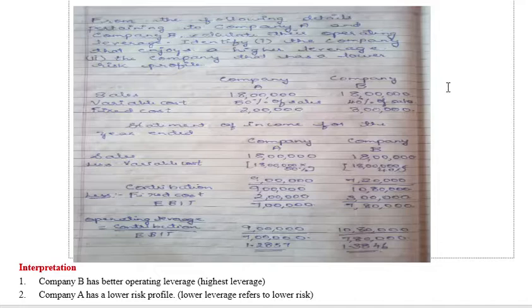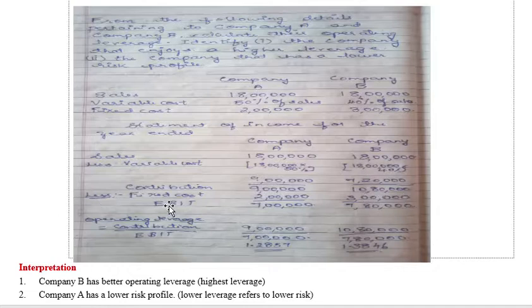40% of sales. Okay, so company A 50% of sales, that is 18 lakh into 50%, that is 9 lakh. Then company B 40% of sales, so 18 lakh into 40%, 7 lakh 20,000. Okay, then deduct sales minus variable cost, 18 lakh minus 7 lakh 20,000, you will get contribution here 9 lakh. Then company B you will get 10 lakh 80,000.